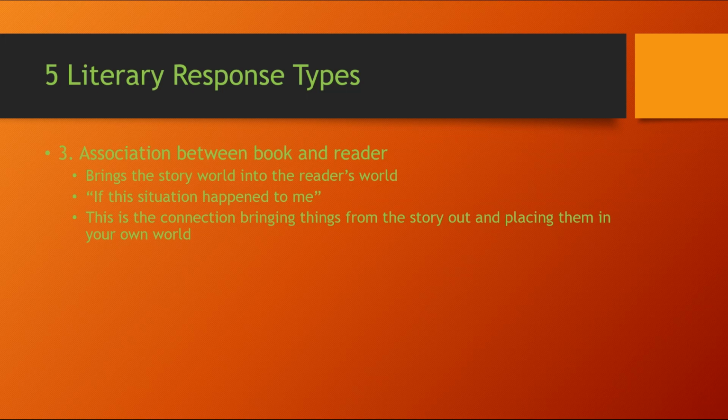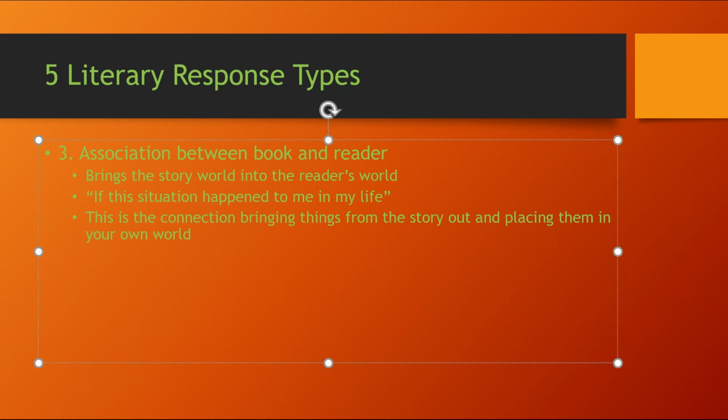If this situation happened to me, and it really should be, if this situation happened to me here. This is the connection that brings things from the story out and places them in your world. So to be more accurate, if this situation happened to me in my life, right? So, once again, using The Outsiders with the association between book and reader, perhaps you're not putting yourself into Ponyboy's shoes, or perhaps you're not putting yourself into the situation of a rumble between the Socs and the Greasers. But perhaps you're thinking about maybe a rivalry between two groups here in DeWitt.